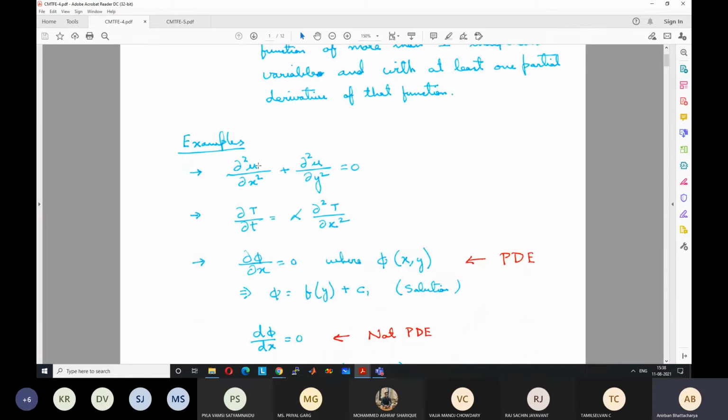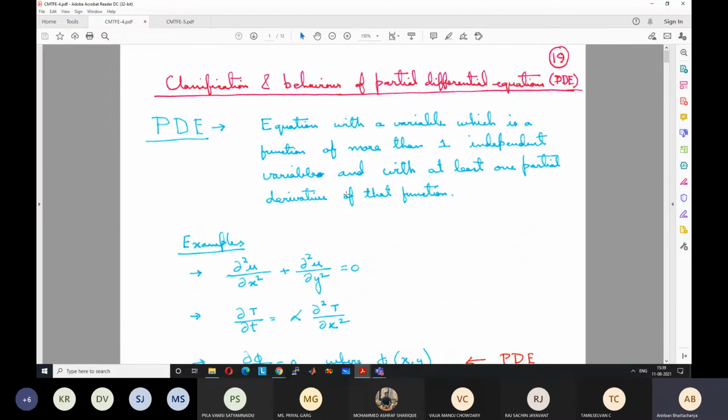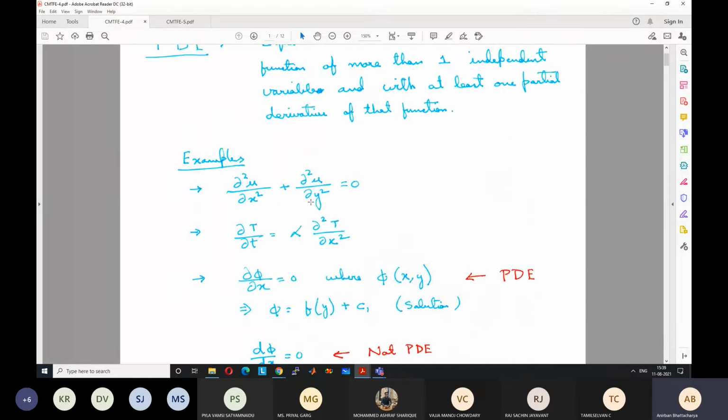So let us take a look at some of the most common examples. We already know these examples. First is a very famous example, this one: del square u by del x square plus del square u by del y square equal to 0. What is this equation called? Very, very common equation, the Laplace equation, right? So the Laplace equation is a second order PDE. We will come to what the order of a PDE is, but it's a PDE because u is a function of x and y, and there is at least one partial derivative of u. Here there are two partial derivatives of u, but at least one is there. So this is a PDE.